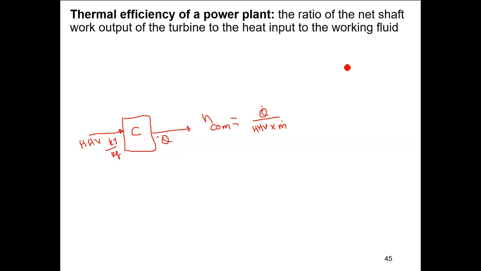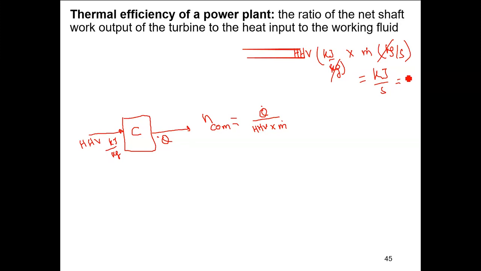If I have to express the higher heating value in the form of power also, what I'll do is that higher heating value is energy, which is kilojoules per kg, multiplied by mass flow rate, which is kg per second. So essentially, I would have kilojoules per second, which is power or kilowatts. Clear enough? Is this point clear? So the combustion efficiency would be the heat released per unit time divided by higher heating value multiplied by the mass flow rate. Is this point clear to you?